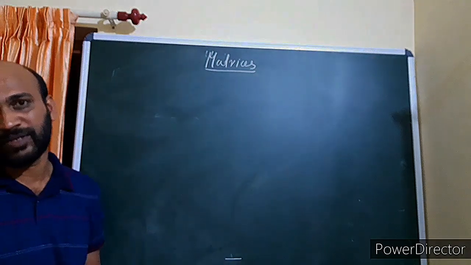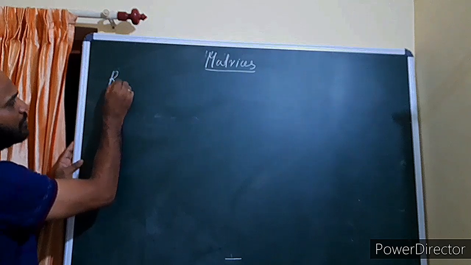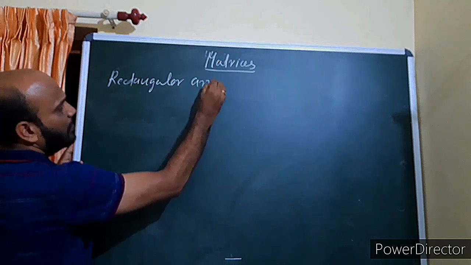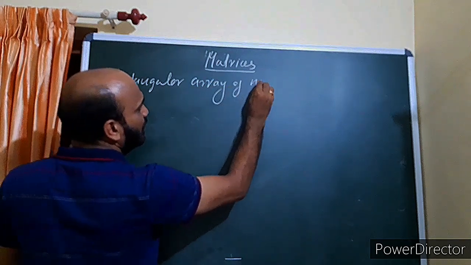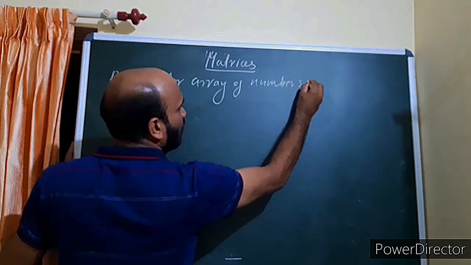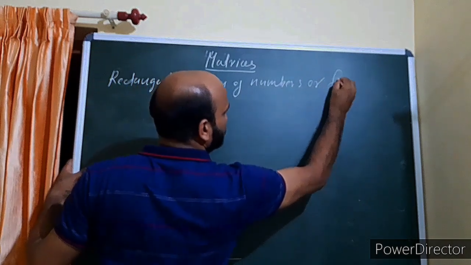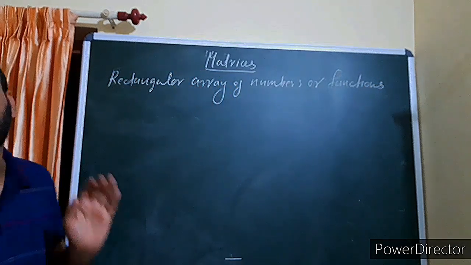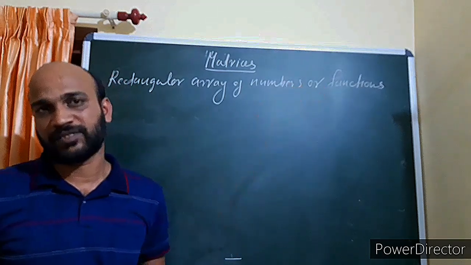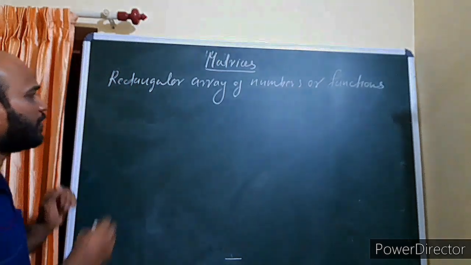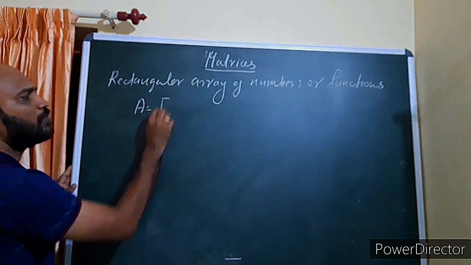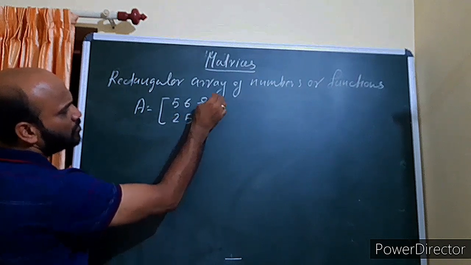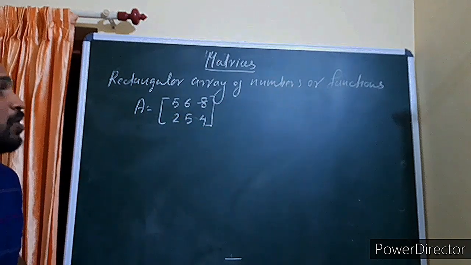First, I will tell the definition of matrix. Matrix is a rectangular array of numbers or functions. That means arrangement of numbers or functions in a rectangular form. For example, A equal to 5, 6, 8, 2, 5, 4. So we are arranging these numbers in a rectangular form.